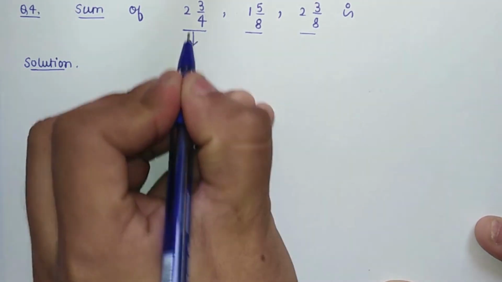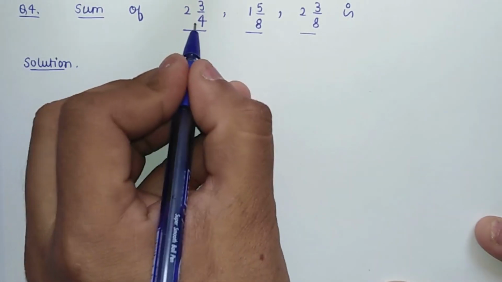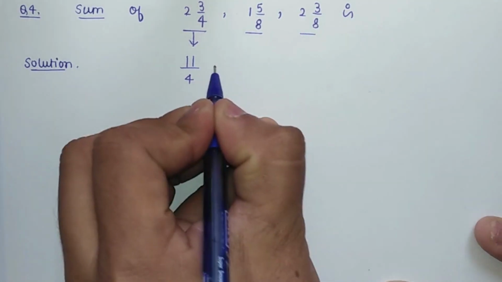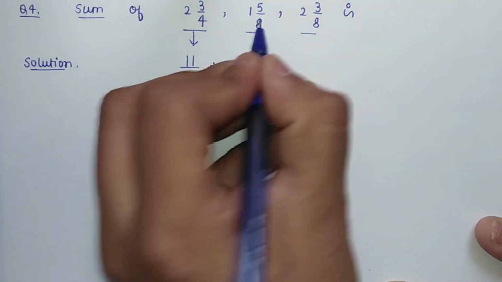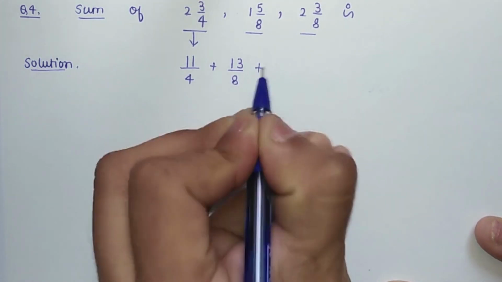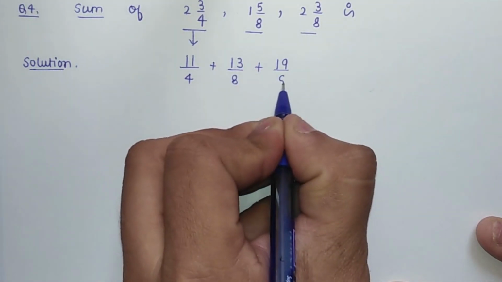So how will we convert this mixed fraction? We multiply these two numbers and then add this. So 4 times 2 is 8, plus 3 is 11. So 11 by 4, plus 8 times 1 is 8, plus 5 is 13 by 8, plus 8 times 2 is 16, and 16 plus 3 is 19 by 8.